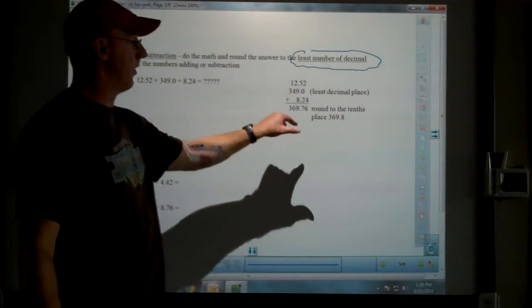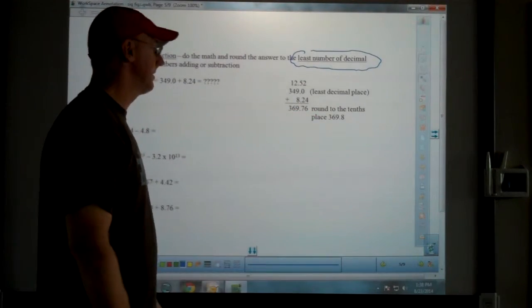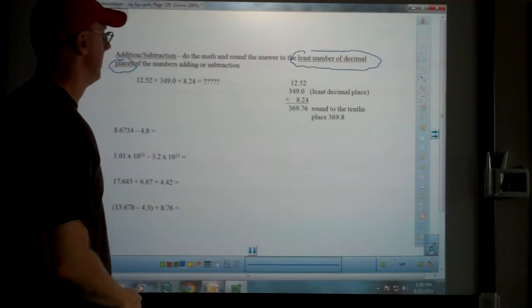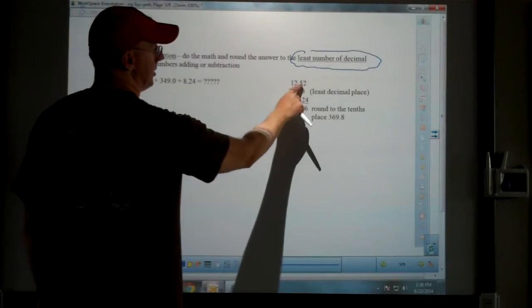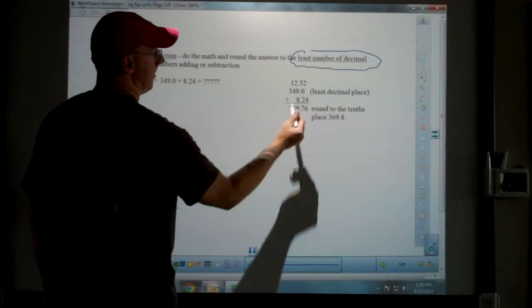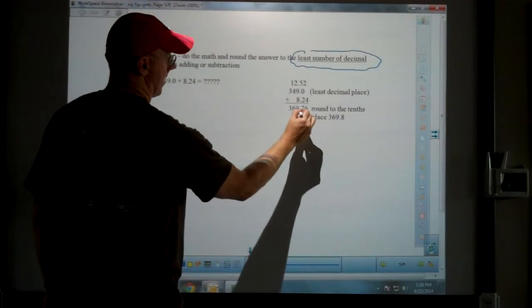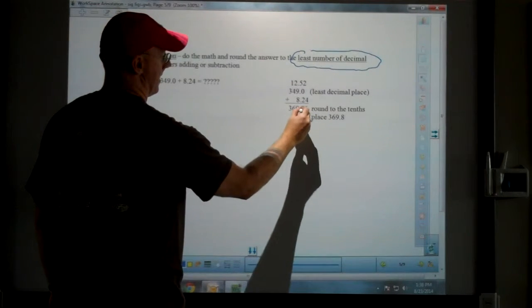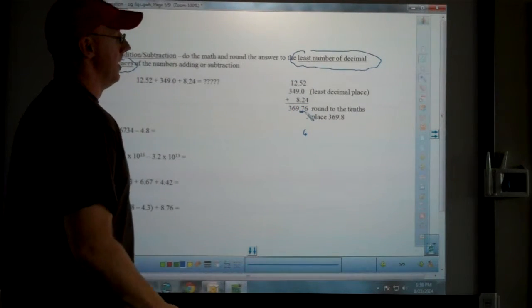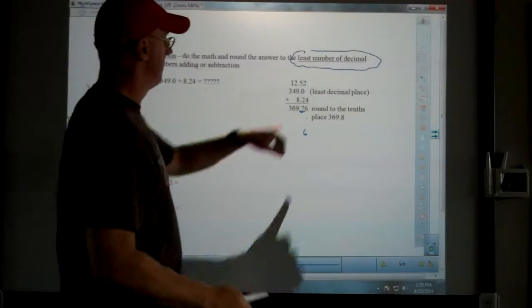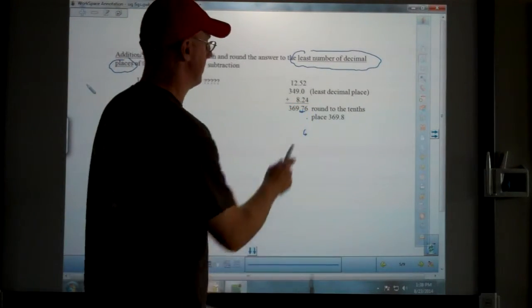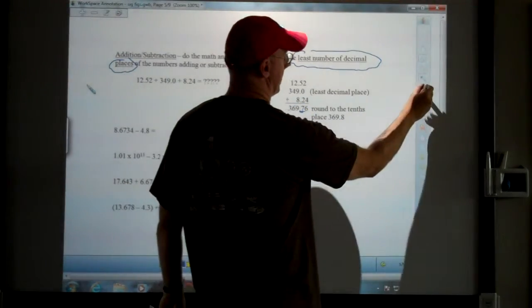So you can either line them up vertically and think about the furthest left decimal place, or just count up the decimal places. So in the example, this is 2 decimal places, this is 1, this is 2. So I want to go to the least number, that's 1 decimal place. So I go to that spot right there. I would look at the next number, 6, so that rounds up, so it's going to go to 369.8.